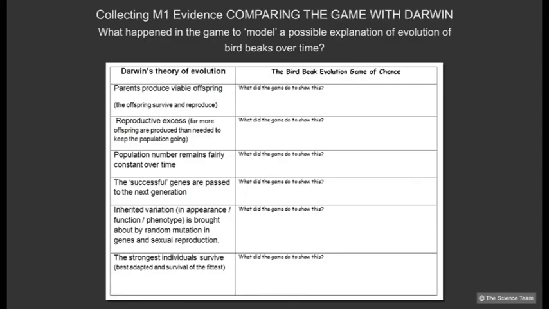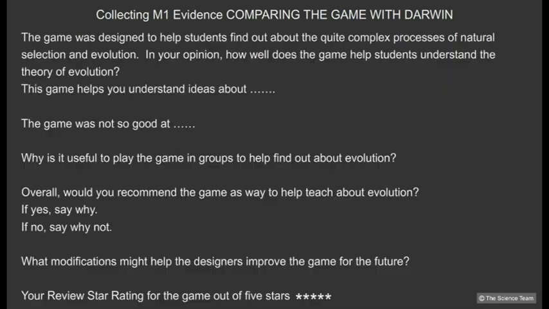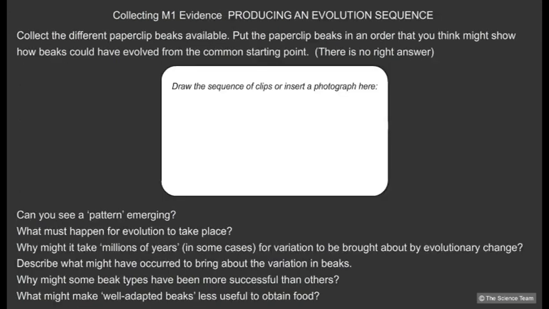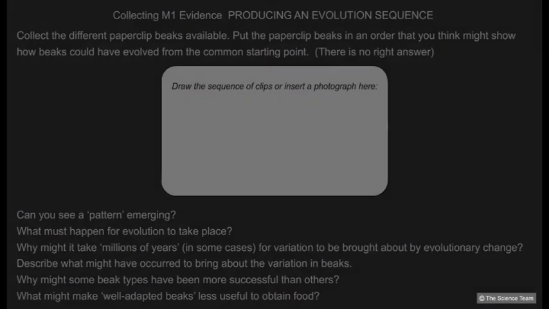We've provided a worksheet to help students compile their evidence for the assignment. Students are able to compare their findings from the simulation game with some of the Darwinian theories of evolution. The prompts on this screen should be sufficient for merit learners to provide the evidence they need for this assignment. If you think you need further evidence, perhaps you could ask your students to collect the paper clips and arrange them into a possible sequence to show an evolutionary pathway.